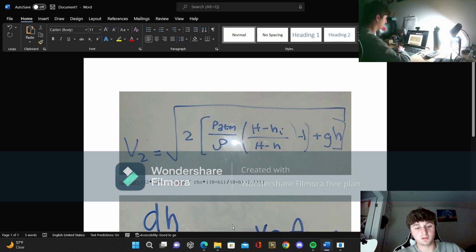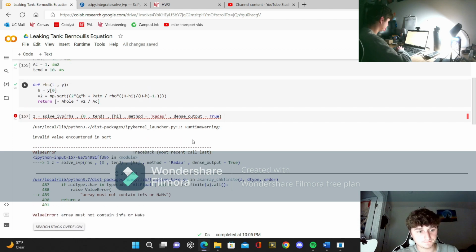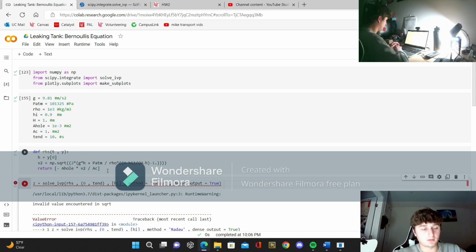So what we need to do is call an event into this, which, as you can see right here, is going to be the appropriate way to do this. So here we are. Each event occurs at the zeros of a continuous function. We must have it in the signature, in the same style and the same format as we have right here.